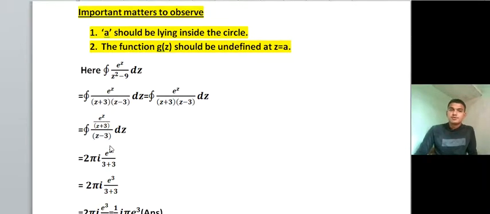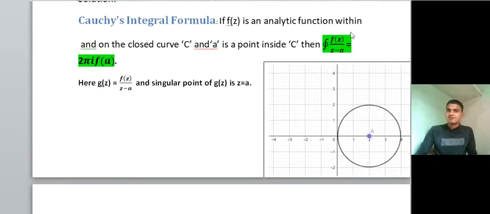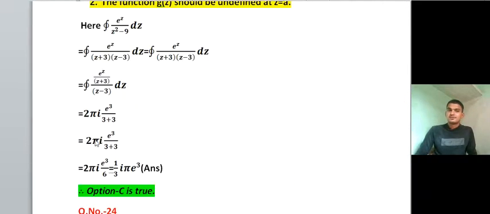According to Cauchy's integral formula, this is f of z, and this is z minus a. The closed integration of f of z by z minus a is equal to 2 pi I f of a. Here f of a is e to the power a by a plus 3, and a is equal to 3. So this is 2 pi I into e to the power 3 by 3 plus 3.